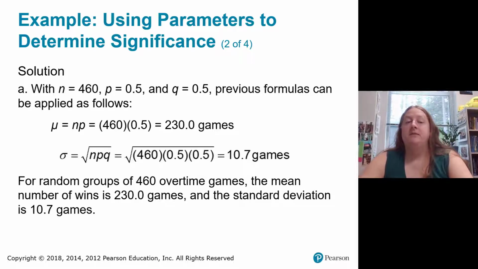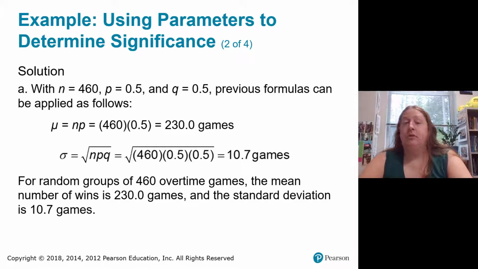The mean we find by taking n, our 460 games, and multiplying by 0.5, the probability of success. So the mean is 230.0 games. The standard deviation we find by taking the square root of our variance, and we find our variance by taking n times p times q. So we'll be taking 460 times 0.5 times 0.5 and taking the square root of it. We get 10.7 games as our standard deviation.